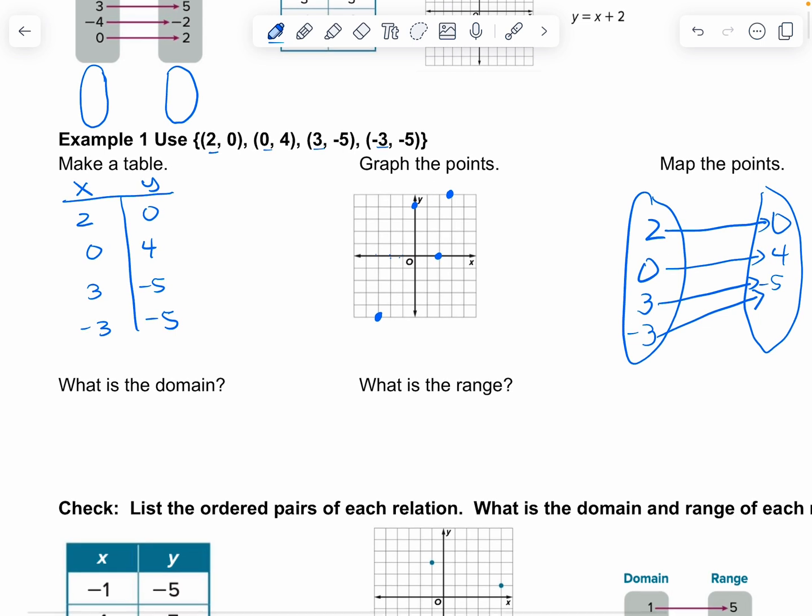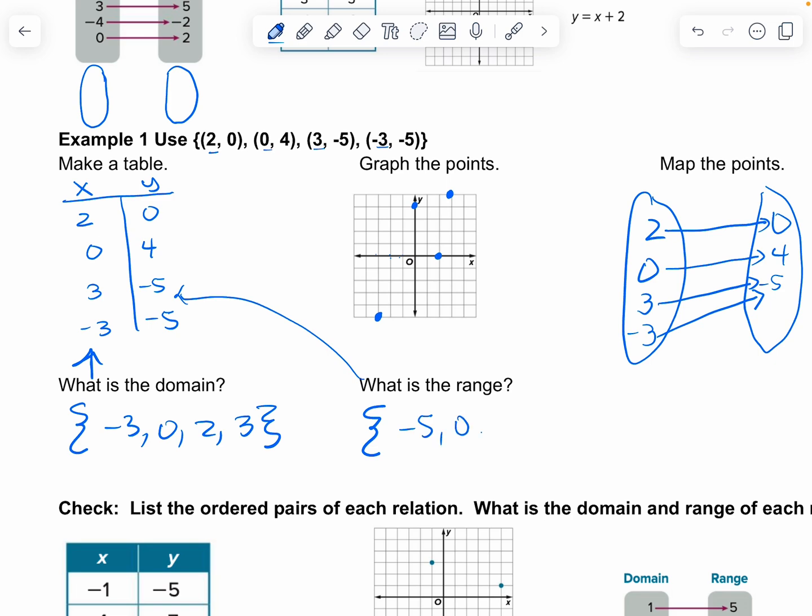So if I'm talking about the domain, I'm talking about the x values. So -3, 0, 2, and 3. Those are these right here. I put them in numerical order. The range are the y values. So -5, 0, and 4.